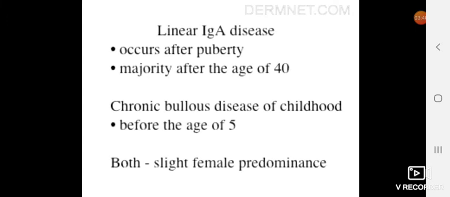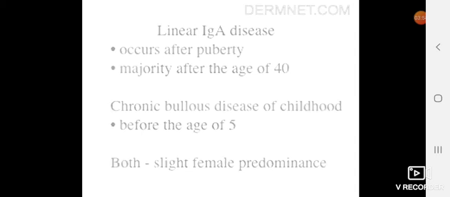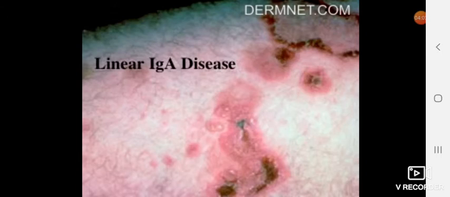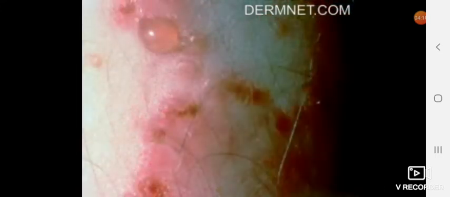Linear IgA dermatosis and chronic bullous disease of childhood. Linear IgA disease typically occurs after puberty, with the majority of cases presenting after the age of 40. Chronic bullous disease of childhood usually presents before the age of 5. Both have a slight female predominance. Patients with linear IgA dermatosis present with pruritic, annular, or grouped papules, vesicles, or bullae distributed symmetrically on extensor surfaces. The clinical presentation may be indistinguishable from that of dermatitis herpetiformis.